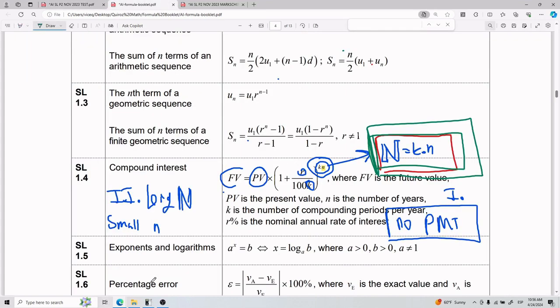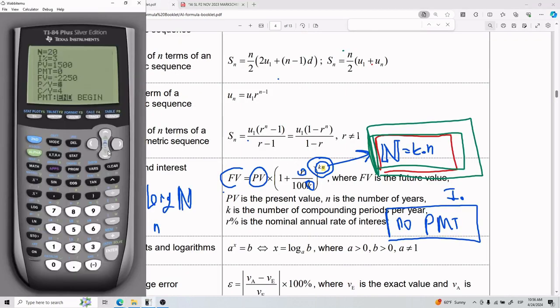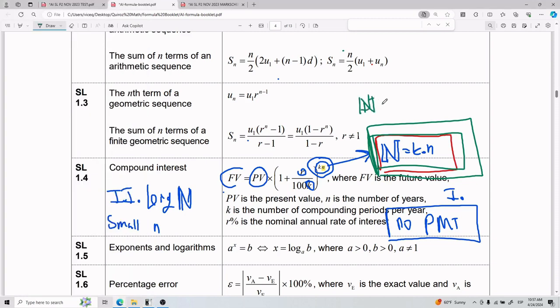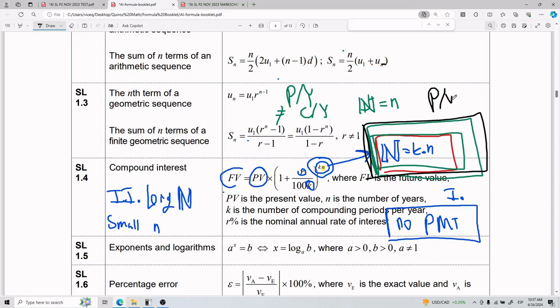Why do I do it this way? Because then these two values at the end, the P/Y and C/Y, can be the same. So when big N is k times n, this P/Y and this C/Y can be the same. And the moment that you say that big N is equal to small n, that means that the P/Y and the C/Y are now not equal to each other. And for me, I'd much rather remember big N equals k times n and that these are the same, rather than have the extra headache of trying to figure out what is P/Y and what is C/Y, okay?